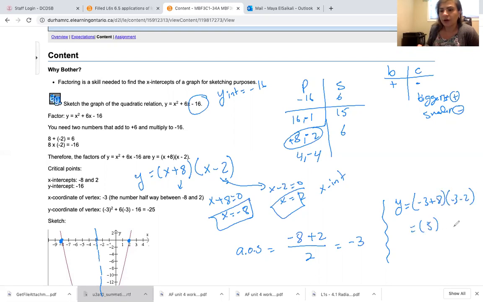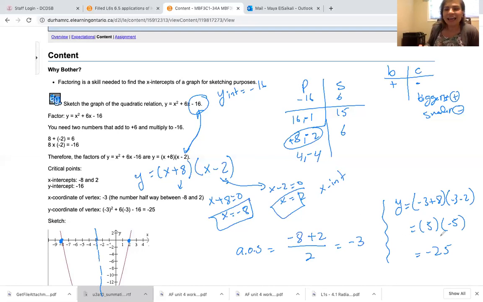And that's going to be 5 times negative 5, and that's going to be negative 25. What they did here is they plugged it into the original formula. Doesn't matter. It shouldn't. These two are exactly the same. They're exactly the same function, just they look different because of the different way that I have to write them between factored form and standard form.